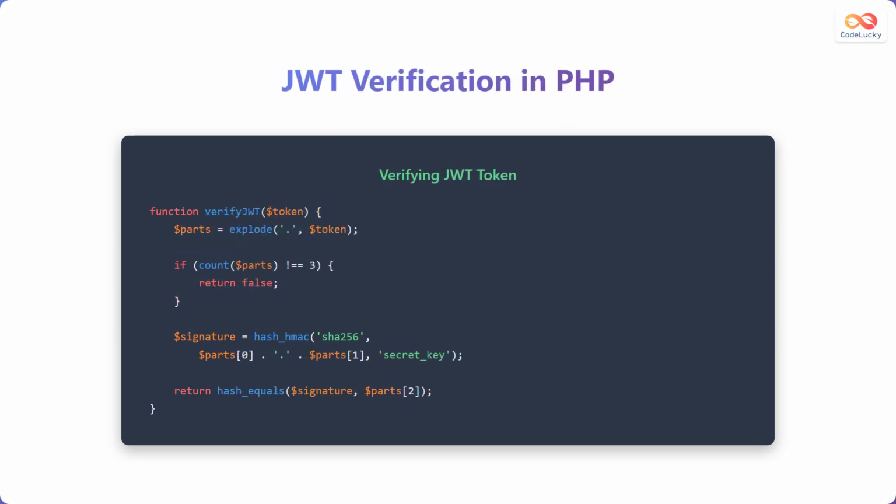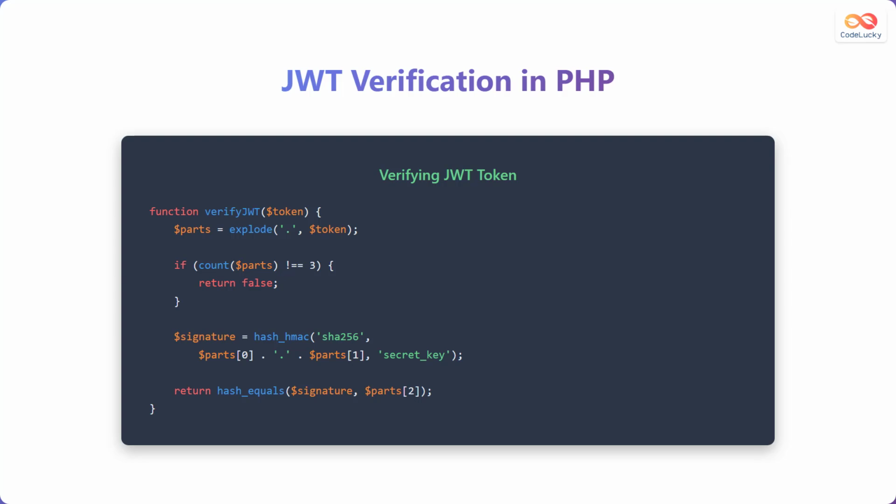Here's how to verify a JWT in PHP. This function verifies the JWT token. It first splits the token into its three parts: header, payload, and signature, using the period as a delimiter. It checks if the token has exactly three parts. If not, it returns false, indicating an invalid token structure.